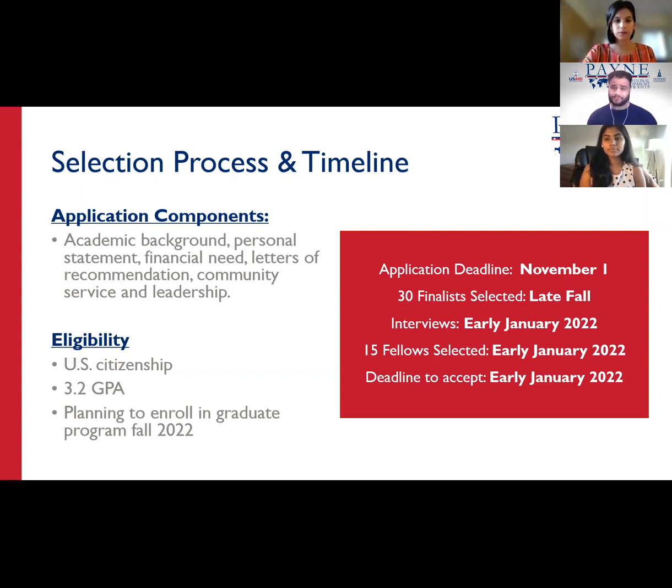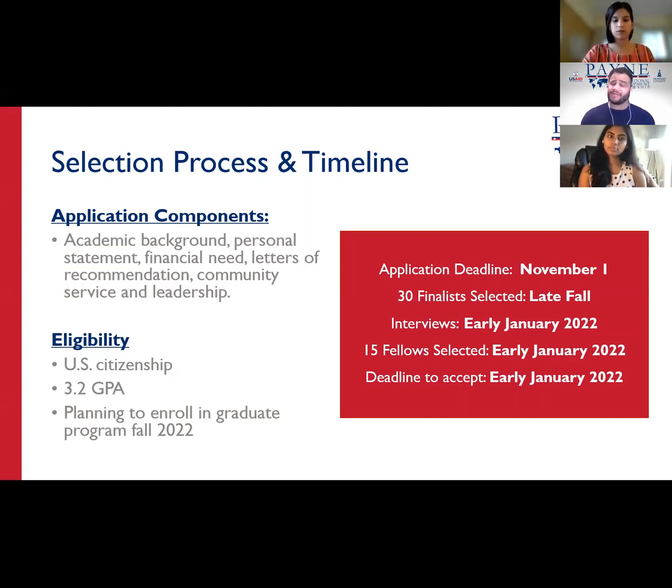Getting those can be a little bit hard and time consuming, so I encourage you to start that as soon as possible. There is a 600-word statement where you'd write your personal statement. That's your opportunity to tell us who you are, why you're interested in the career in the Foreign Service with USAID specifically, and how the Payne Fellowship is the next logical step in your journey to become a Foreign Service officer.